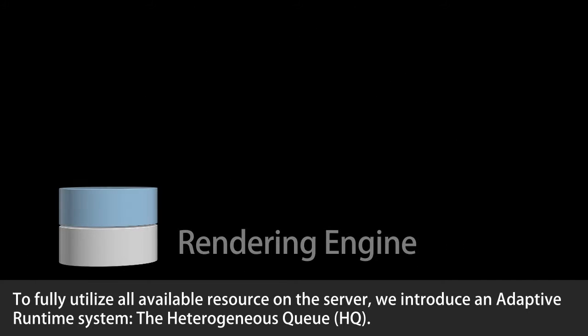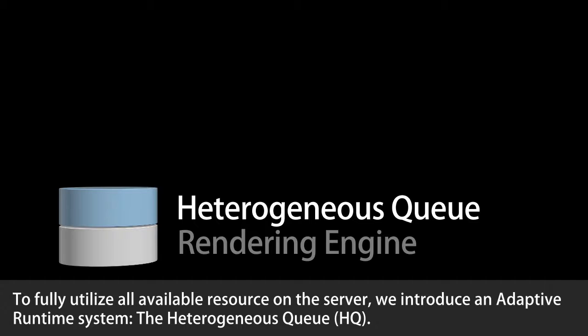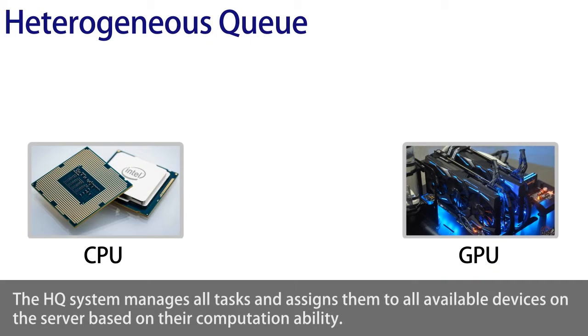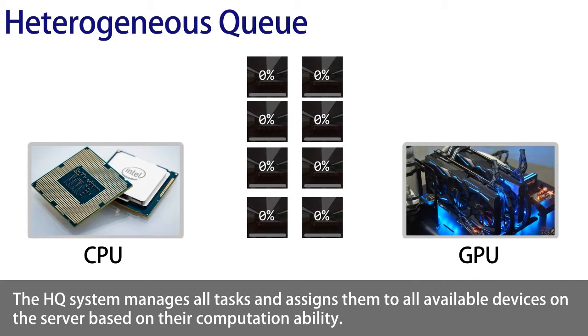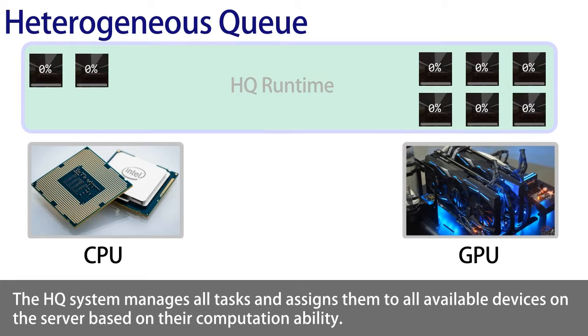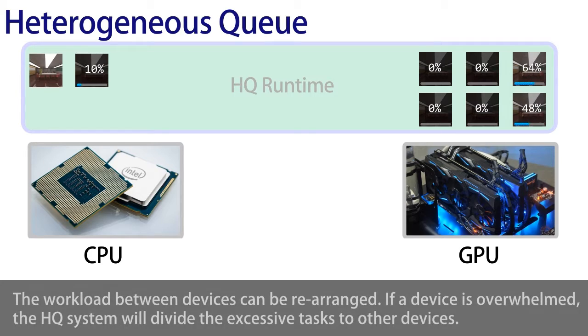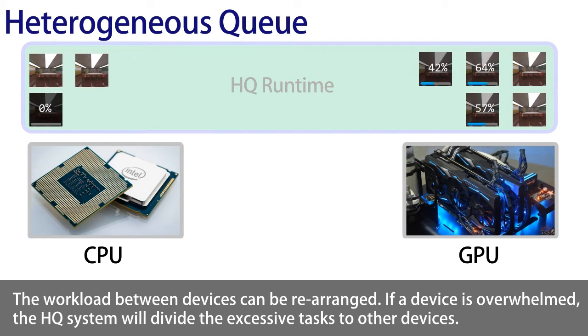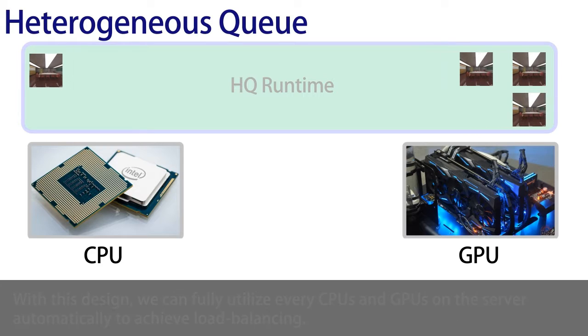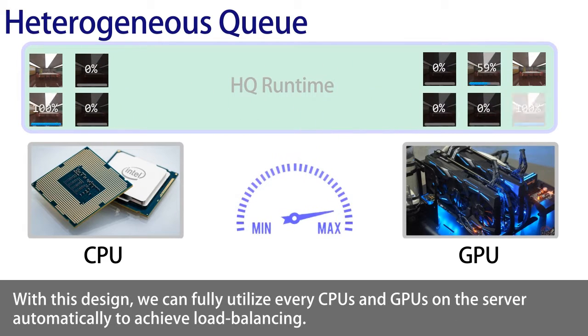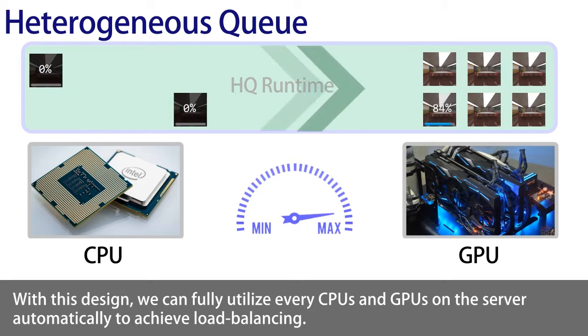To fully utilize all available resources on the server, we introduce an adaptive runtime system, the heterogeneous queue. The heterogeneous queue system manages all tasks and assigns them to all available devices on the server based on their computation ability. The workload between devices can be rearranged. If a device is overwhelmed, the heterogeneous queue system will divide the excessive tasks to other devices. With this design, we can fully utilize every CPU and GPU on the server automatically to achieve load balancing.